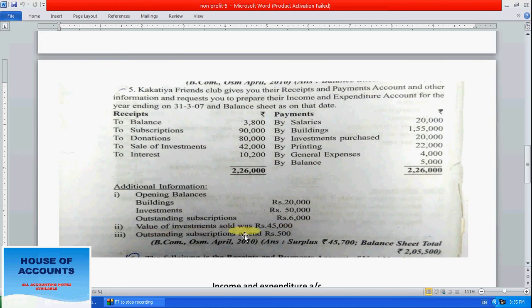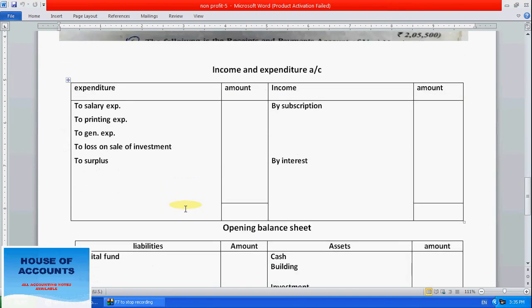Value of investment sold was 45,000. Outstanding subscription at the end is 500. So we have to prepare the income and expenditure account and the closing balance sheet. For that purpose we need to prepare the opening balance sheet also. Okay, let's go to the income and expenditure account.